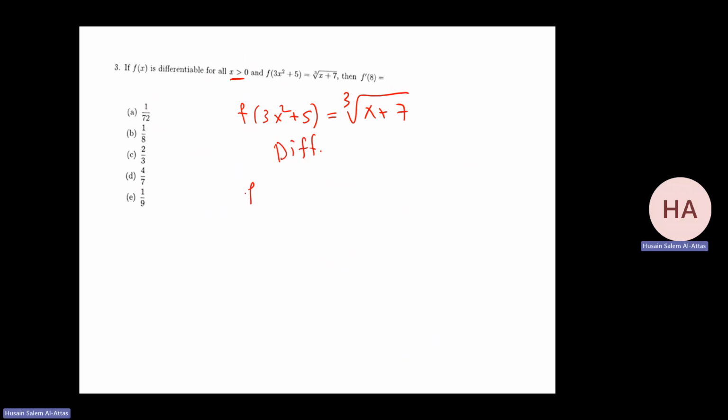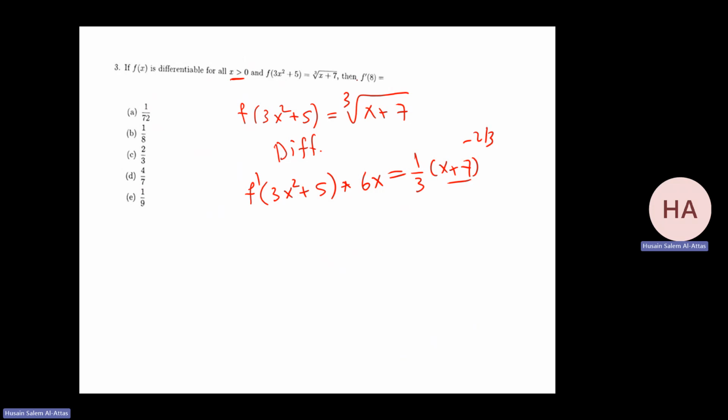What will you have? This is the chain rule. F prime is (3x squared plus 5) times 6x, equal to 1 over 3, (x plus 7) to the power minus 2 over 3, times the derivative of this, which is 1. That will not make any effect.